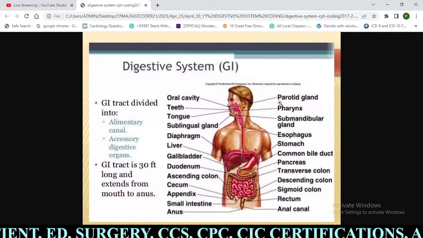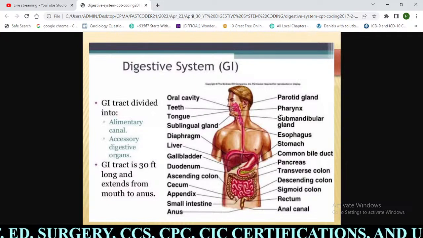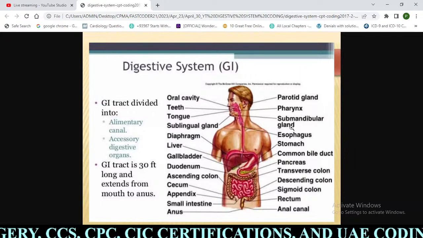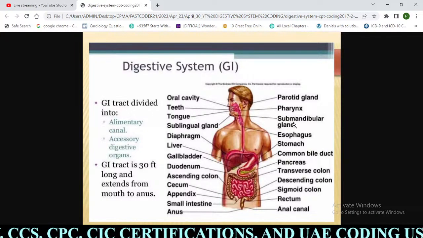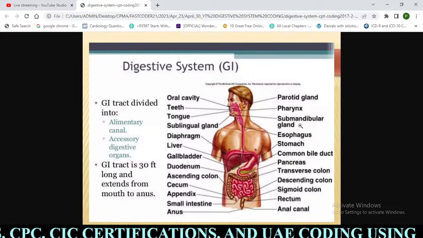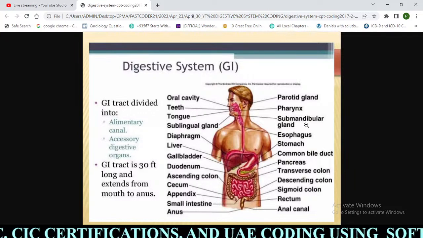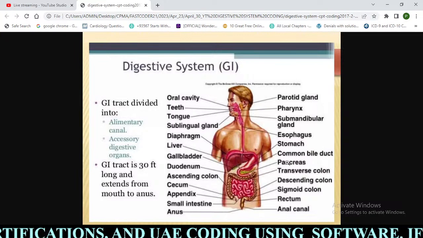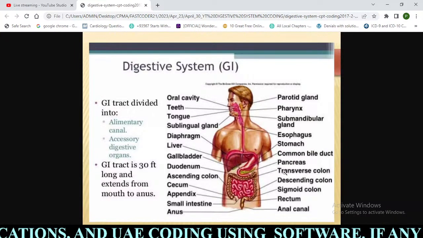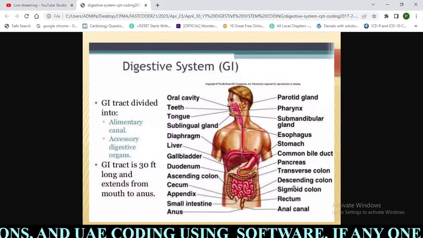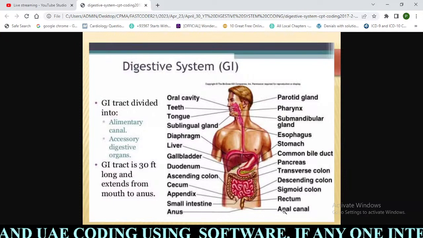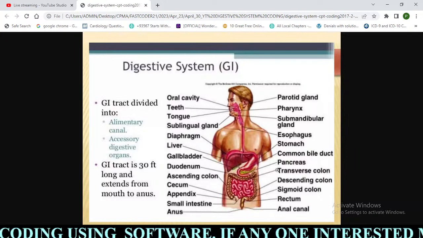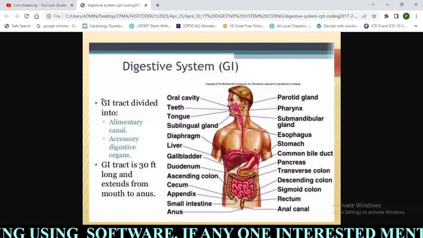These are all glands: parotid gland, pharynx, submandibular gland. You need to remember that sub means below. So submandibular gland means below the mandibular. And esophagus, stomach, common bile duct, pancreas, transverse colon, descending colon, sigmoid colon, rectum and anal canal. So we have all these body parts here.